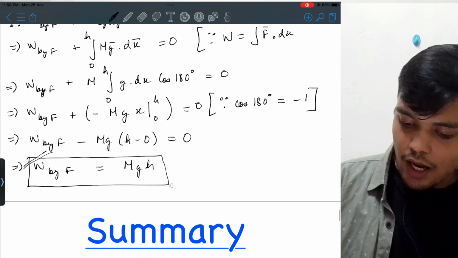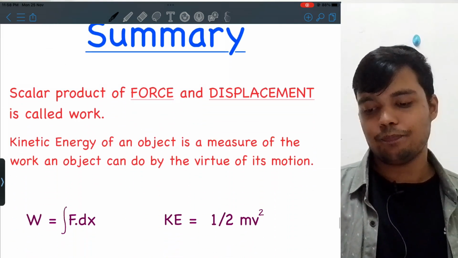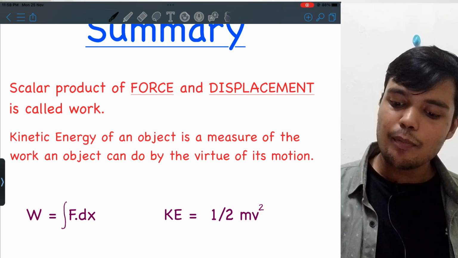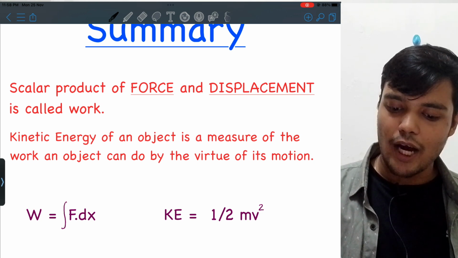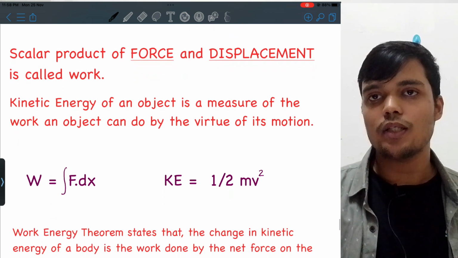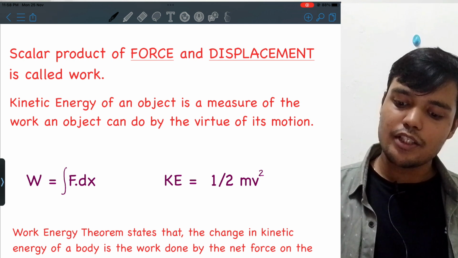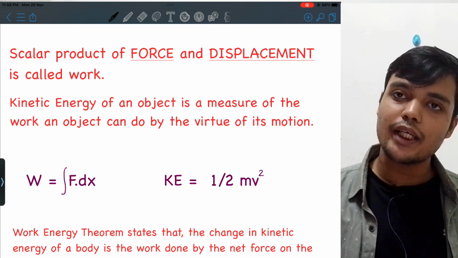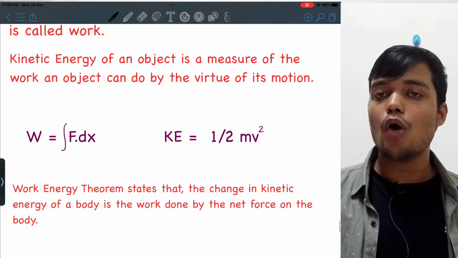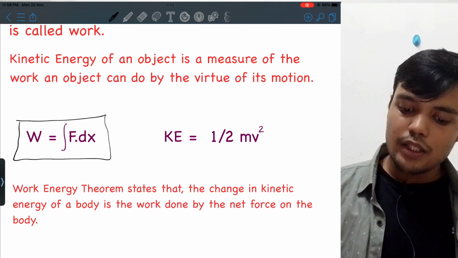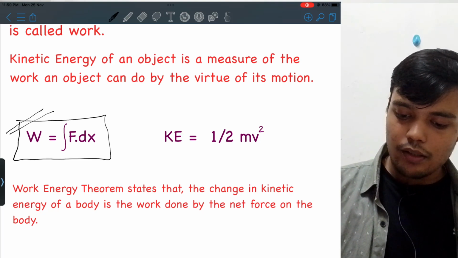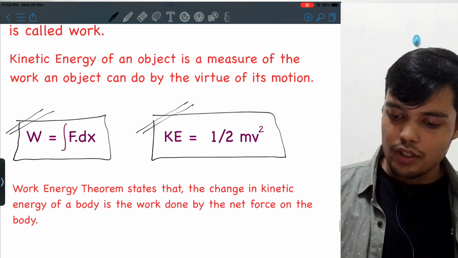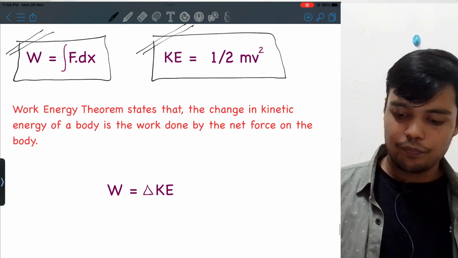This is the final answer that we want. Summarizing, the scalar product of force and displacement is called work. Kinetic energy of an object is a measure of the work an object can do by virtue of its motion. These are the mathematical expressions to derive work as well as kinetic energy.